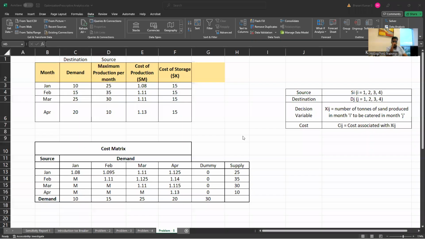And this time we are going to talk about a business problem wherein the total supply and the total demand are not the same. Let's get into that business problem and delve deeper. Okay. So this is what we are going to talk about.